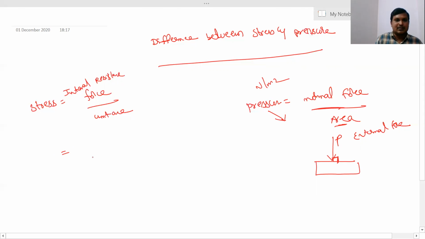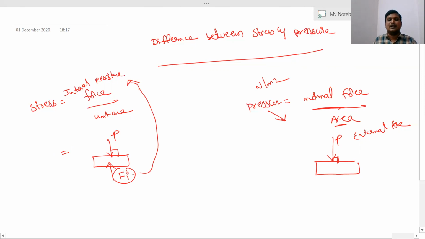But for stress, if a normal force P is applied, then withstanding this force, definitely an internal resistance force is generated. Thus, internal resistance force per unit area is called stress. So pressure is a normal force per unit area, and that normal force is always an external force. But stress is an internal resistance force per unit area. Is it clear? So this is the difference between pressure and stress. Pressure is a cause of stress, but stress is not a cause of pressure. Is it clear?